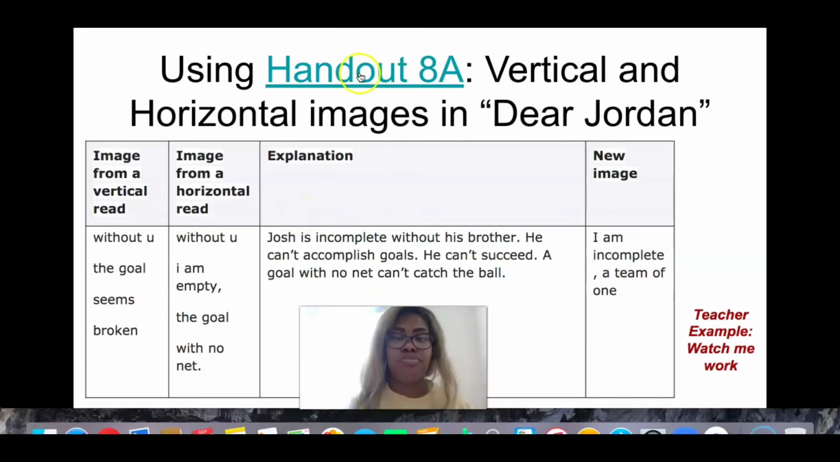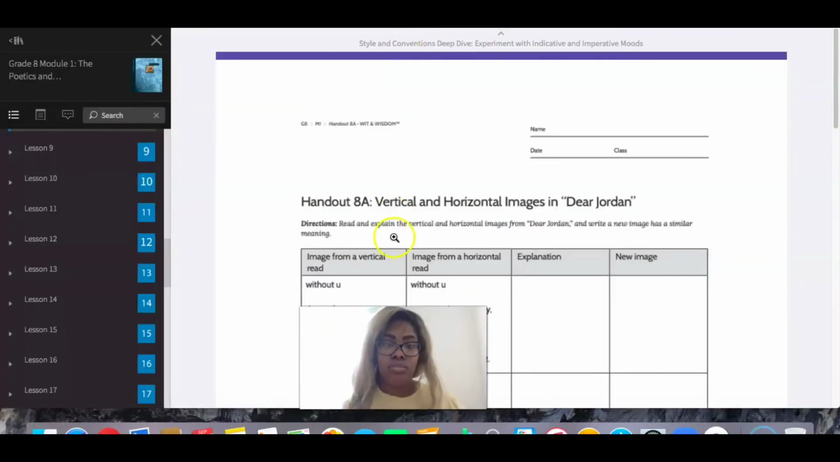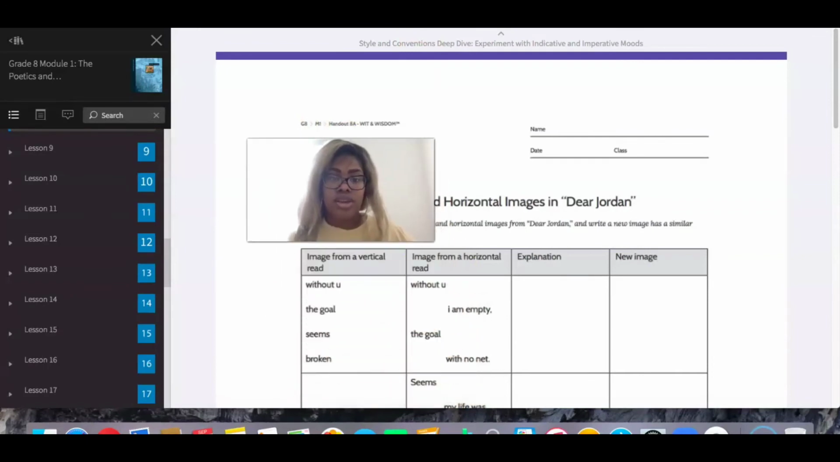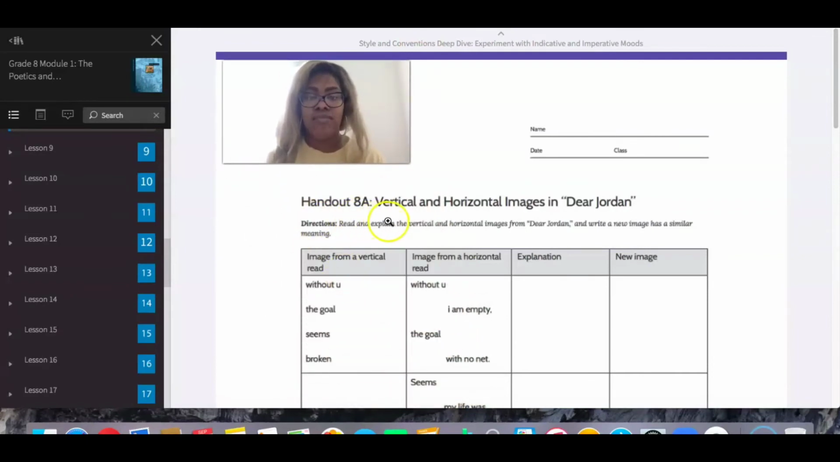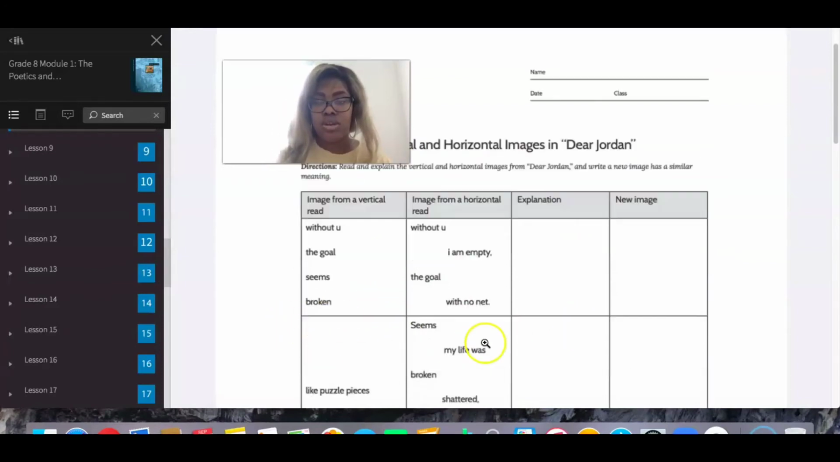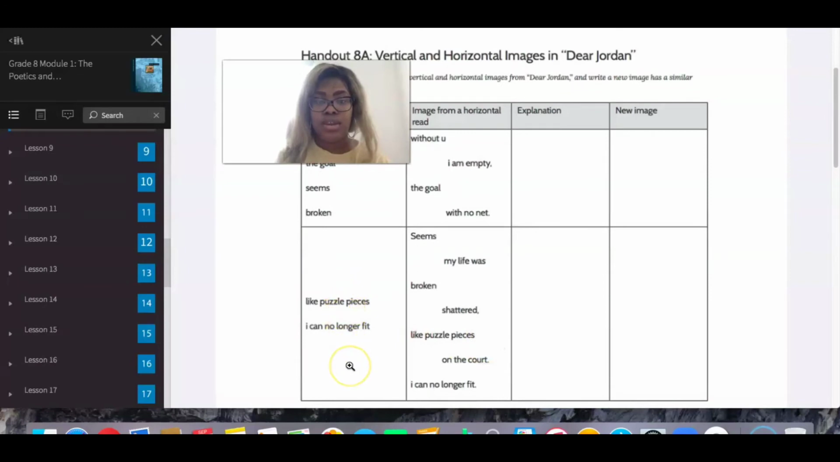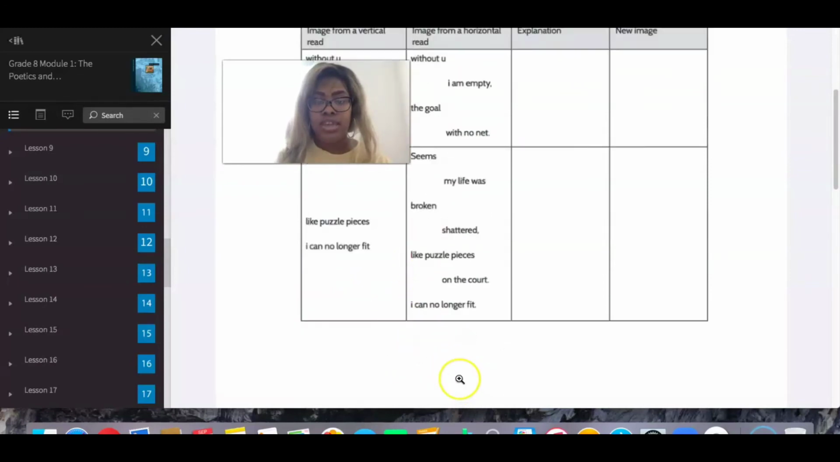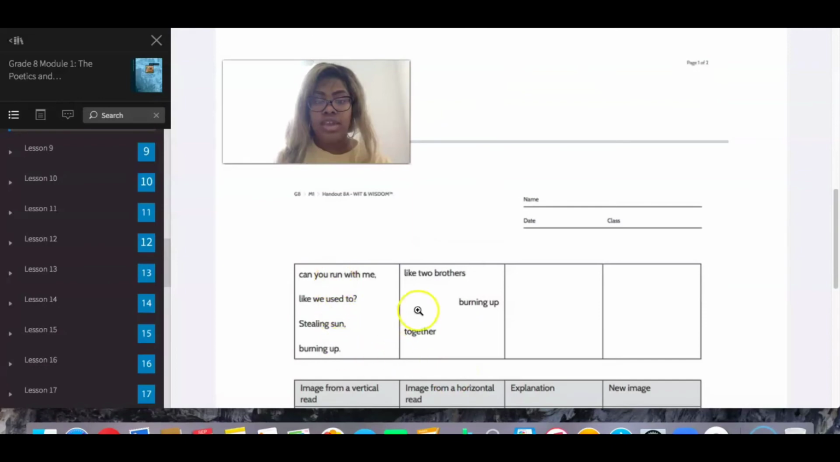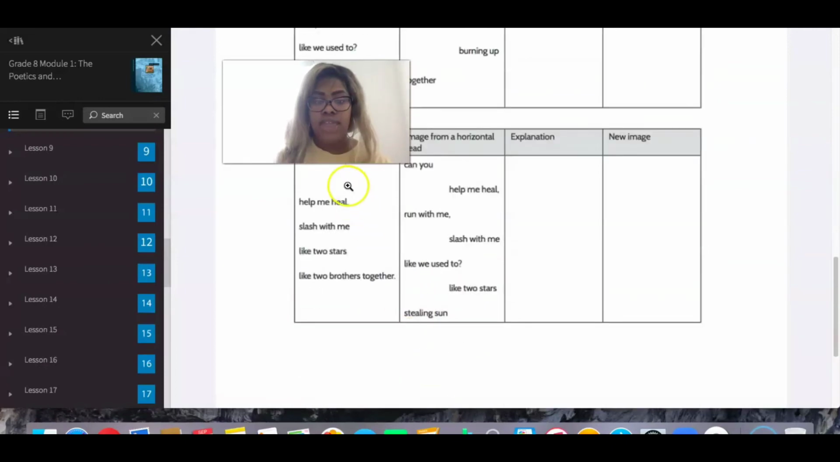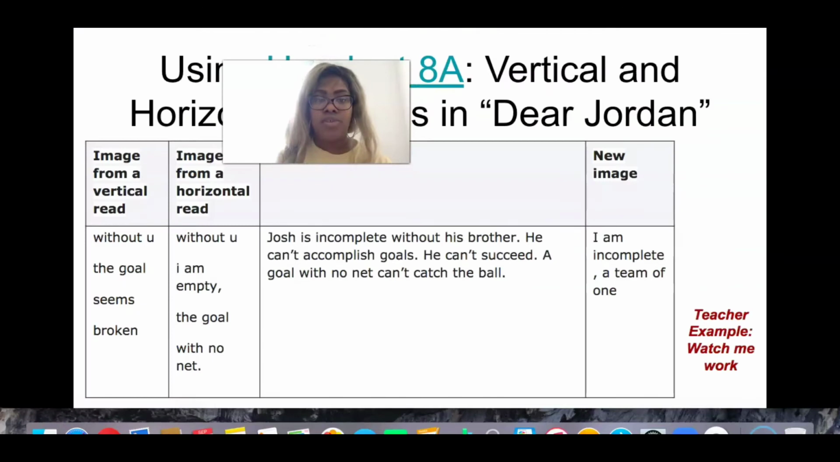I want you guys to practice this work on this document here, Handout 8A, vertical and horizontal images in Dear Jordan. Now I've done the first one, but now I want you to read it vertically and then horizontally, and then vertically and horizontally. And give me the explanations that you get from both and the new image that you get from the second one. Again, if you need any help, I'll be in office hours to assist you.